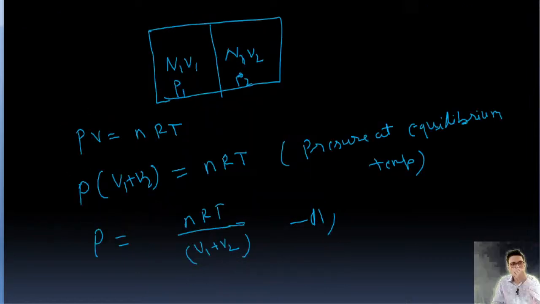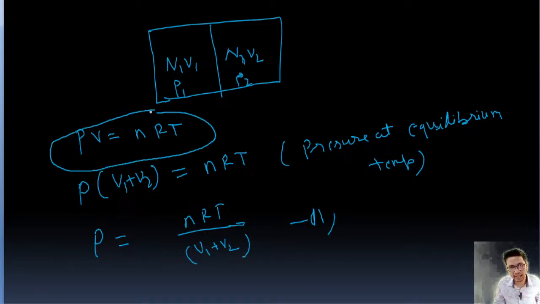Very simple question, guys. We know the gas equation PV equal to nRT for an ideal gas. For the pressure at equilibrium temperature when it gets mixed, the total pressure is P and the total volume is V1 plus V2, equal to nRT. There is a mixture of two gases, and n is the number of moles, which is the number of particles upon the Avogadro number.